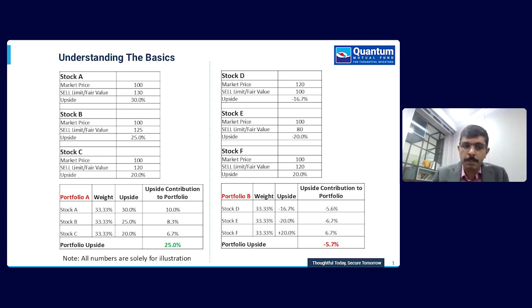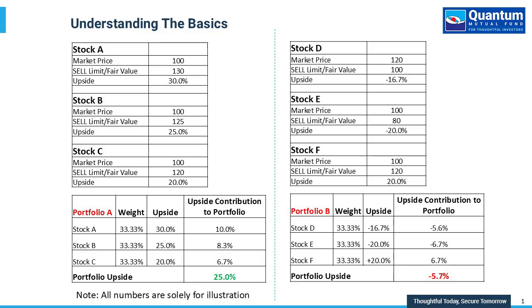Similarly, when we come to stock B, the stock is currently trading at 100 rupees. And the fair value estimate or the sell limit is estimated at 125 rupees, which gives a potential upside of 25%.